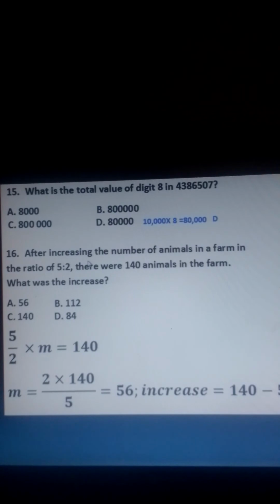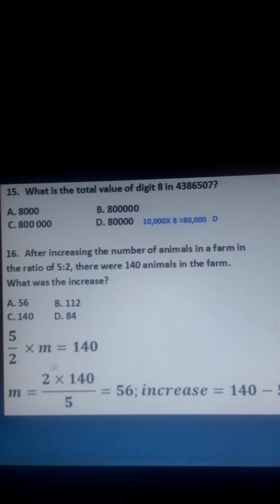So the ratio is here 5 to 2. So this is how we do it. The number of the animals in the farm before the increase, let it be M. So when increased by this ratio, 5 to 2 can be written as 5 over 2. So 5 over 2 times M gives you the number of animals in the farm. Okay, so let's solve for M. We multiply both sides by 2. 2 times 5 times M over 2 is 5M, is equal to 140 times 2.